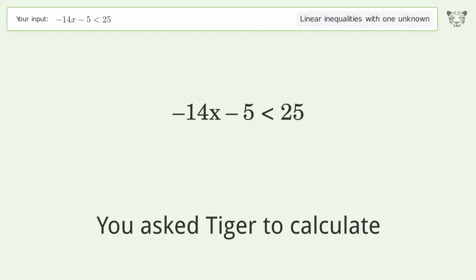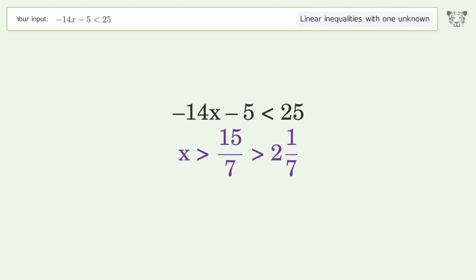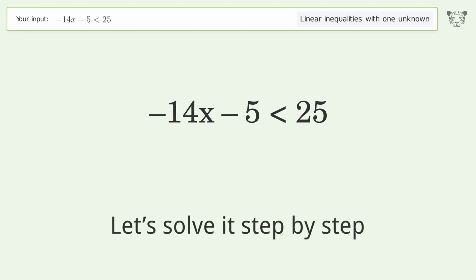You ask Tiger to calculate. This deals with linear inequalities with one unknown. The final result is x greater than -15/7 greater than -21/7. Let's solve it step by step.